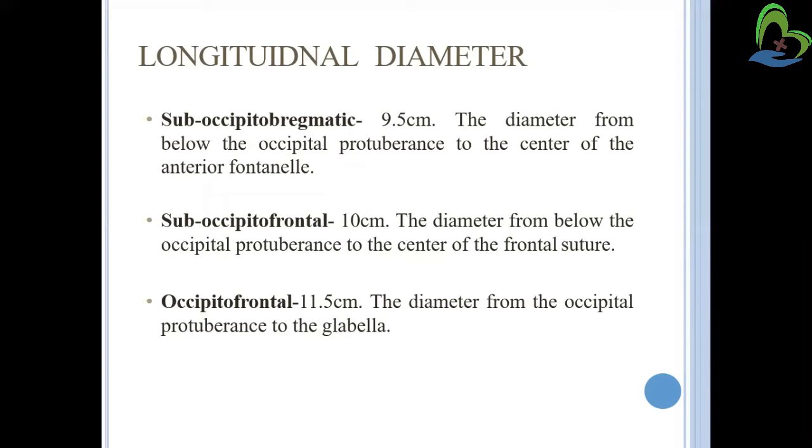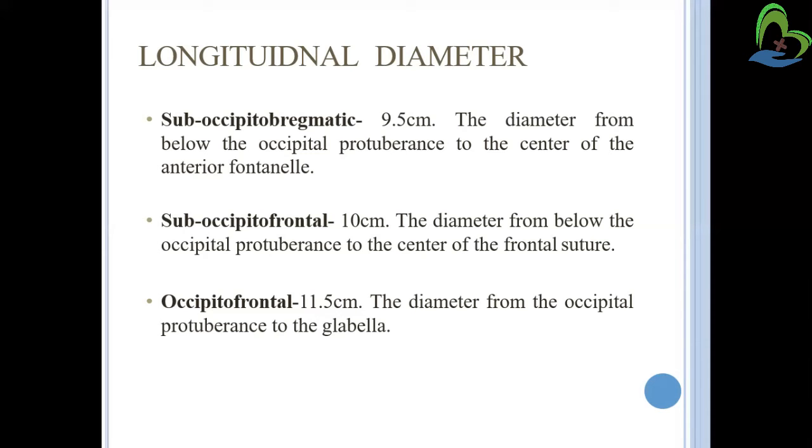Now the longitudinal, meaning anteroposterior, diameters. First is the suboccipitobregmatic. It measures about 9.5 centimeters. It is the diameter from below the occipital protuberance to the center of the anterior fontanelle, the bregma. Then second is the suboccipitofrontal. It is 10 centimeters. It is the diameter from below the occipital protuberance to the center of the frontal suture.